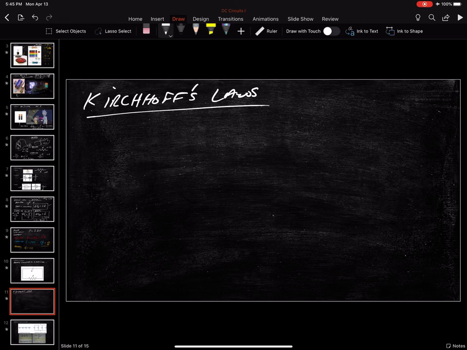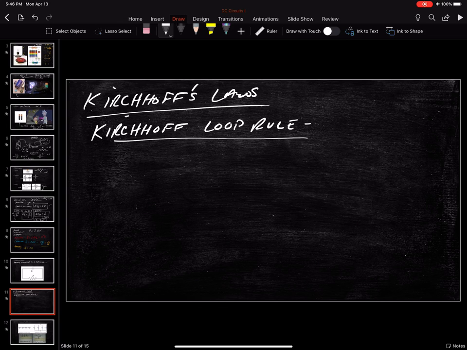Okay? So the first law is what's called the Kirchhoff loop rule. Okay? Sometimes you might hear it as other words, KVL, Kirchhoff voltage law or voltage rule or something like that. But we'll talk about it like this, and you can sort of translate it as you like. Here's the idea. Suppose you've got a source of voltage.